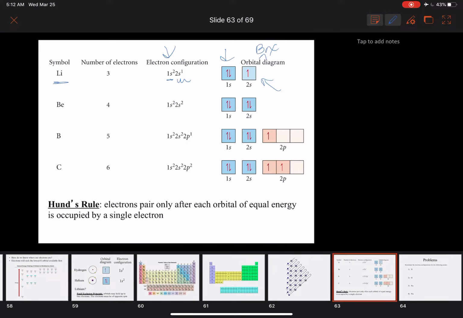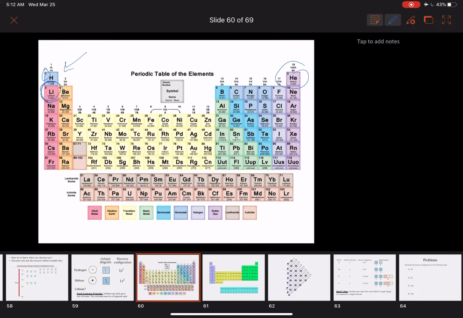Now, the next atom is beryllium. So beryllium is atomic number 4. So we are right here.